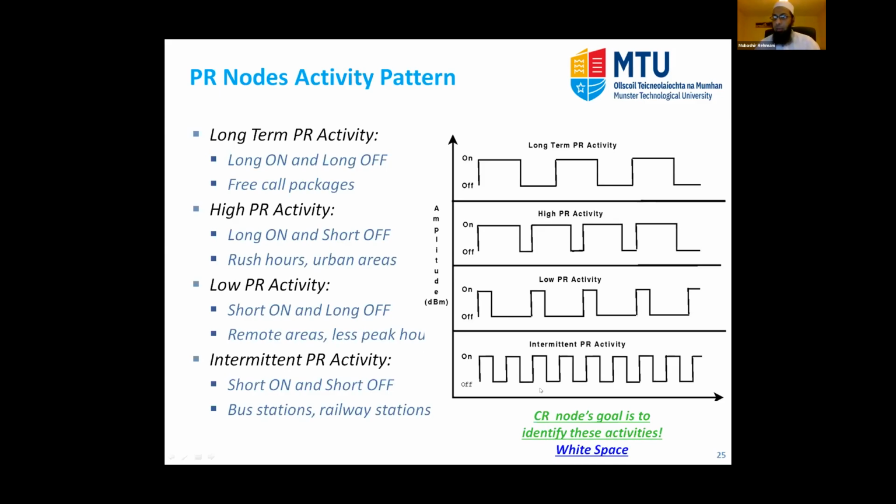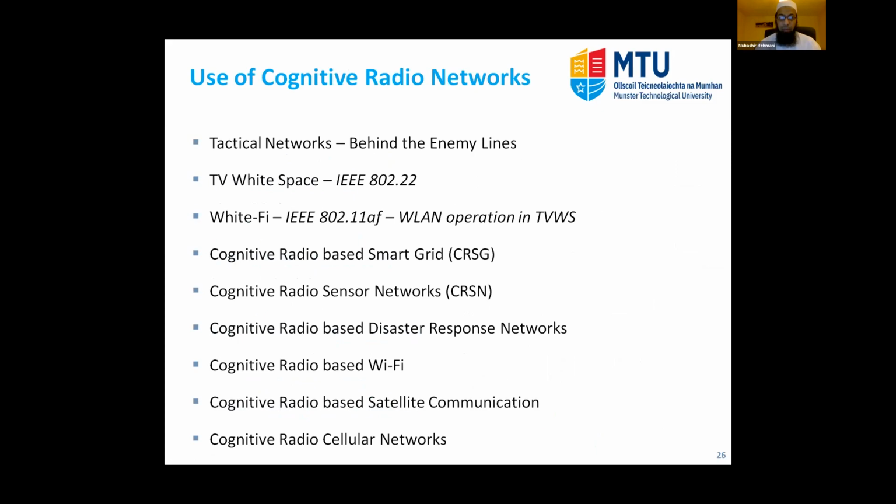So basically, the goal of the cognitive radio node is to identify these gaps, these white spaces, or these unused spectrum, so that they can build their communication network. There are several applications of cognitive radio networks. They can be used behind the enemy lines. When the military goes behind the enemy line, they need to establish their communication network, and that communication network can be established using communication equipment, and that communication equipment generally is cognitive radio network.